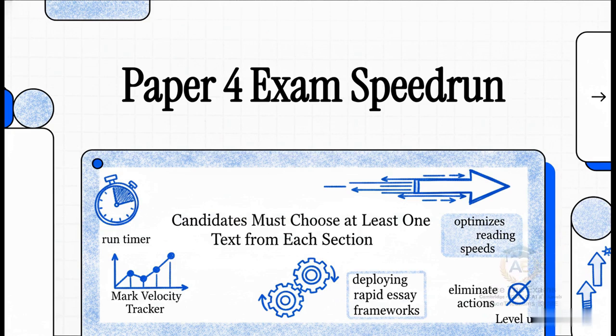Picture this. You've got an active run timer counting down, and a mark velocity tracker monitoring exactly how many marks you're pulling per minute. Most students walk into this paper, their timer starts ticking, and they immediately start bleeding marks because they don't grasp the underlying mechanics. They get bogged down in textbook fluff, they use bloated essay frameworks, and they literally run out of time before hitting the high tariff checkpoints.